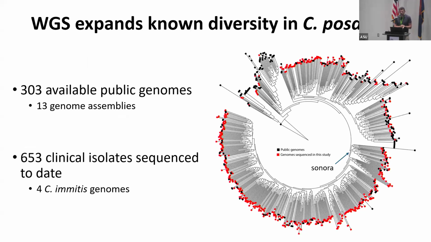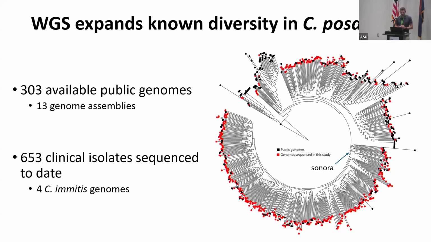So looking at the whole genome sequence data, at the onset of this study, there were about 100 available public genomes with very few genome assemblies. Most of these are present in the Sequence Read Archive. So over the course of the last couple of years, there have been more and more genomes available. So when I did my analysis, about 300 public genomes. To date, we've sequenced 653 clinical isolates. So we've really expanded the number of genomes that are available for investigation.